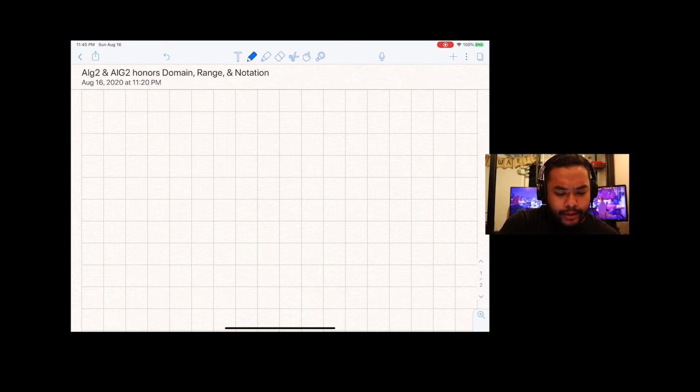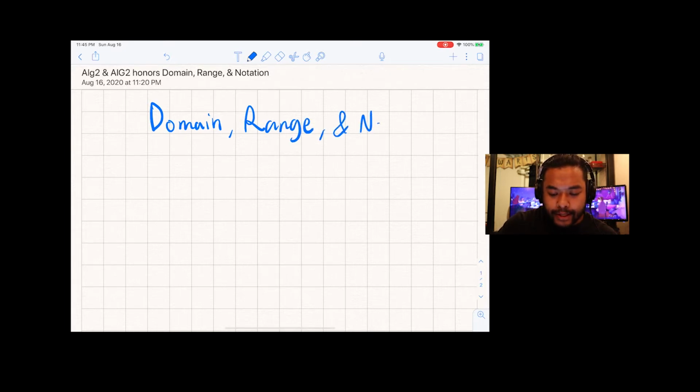today's notes are on domain, range, and notation.